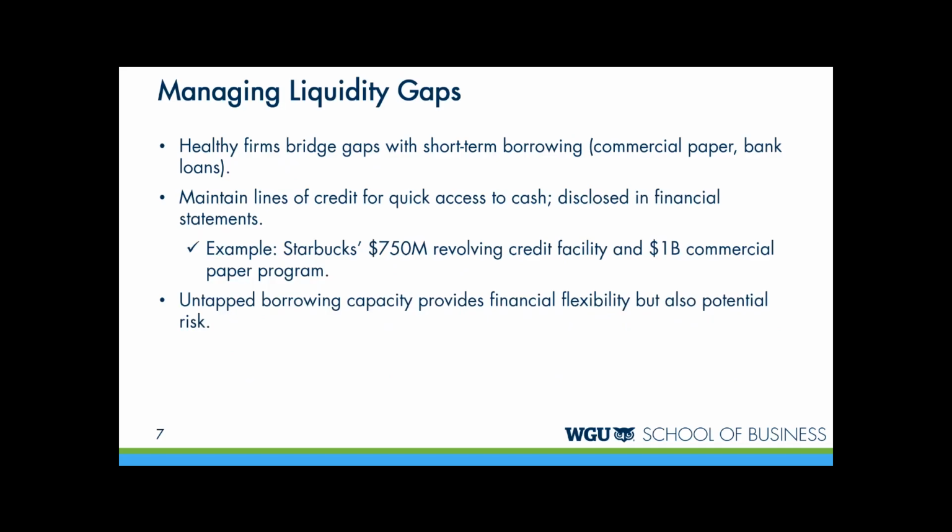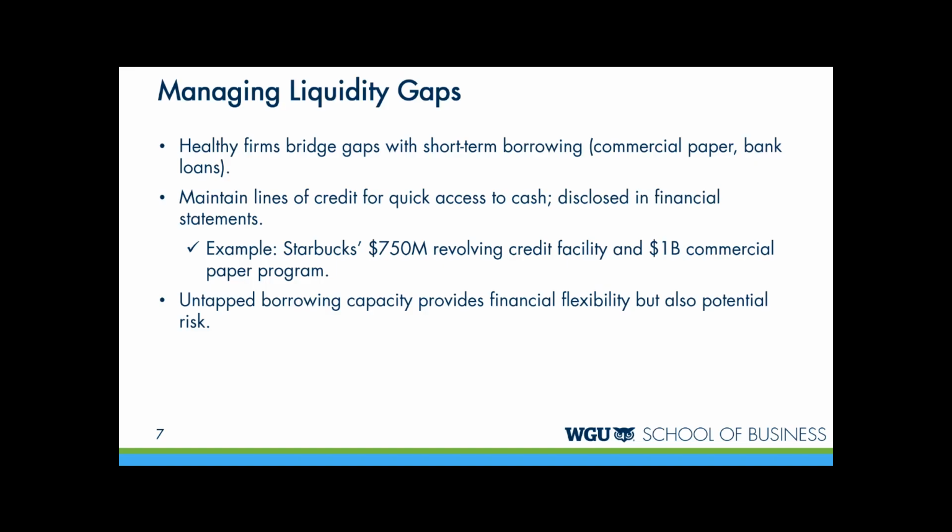To manage liquidity gaps, firms that have healthy credit ratings are able to do so with short-term borrowing. They use instruments like commercial paper and bank loans. They often maintain lines of credit that give them quick access to cash, and they have to disclose this in their financial statements. An example presented in the e-text is that Starbucks has a $750 million revolving credit line, and it also has $1 billion in commercial paper. Big firms can depend on these things.